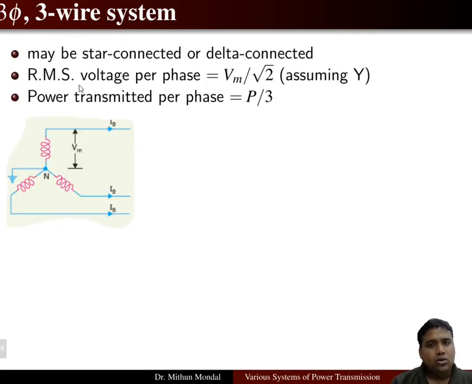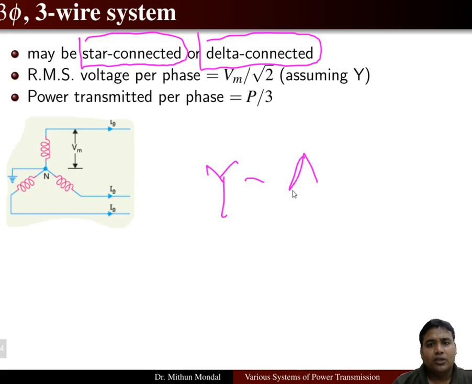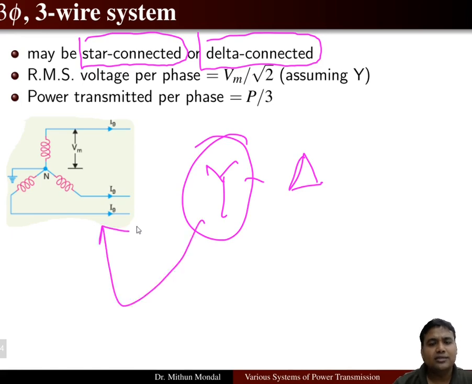You know that the 3-phase system can be star connected or delta connected. We have discussed this in all the previous lectures. Let us assume any one, so we have taken the star case here. And for the overhead system, we know that Vm is the maximum voltage between any conductor line and the earth.